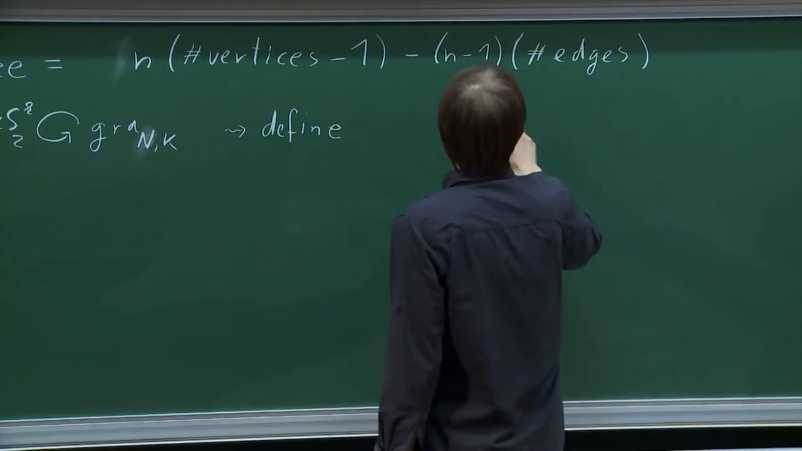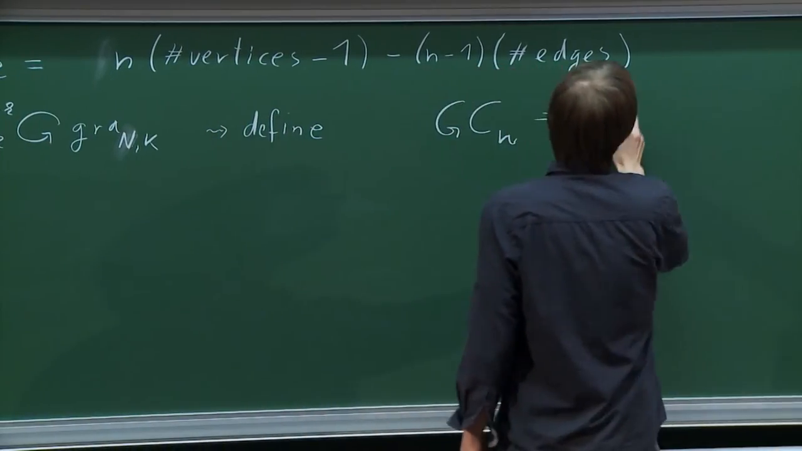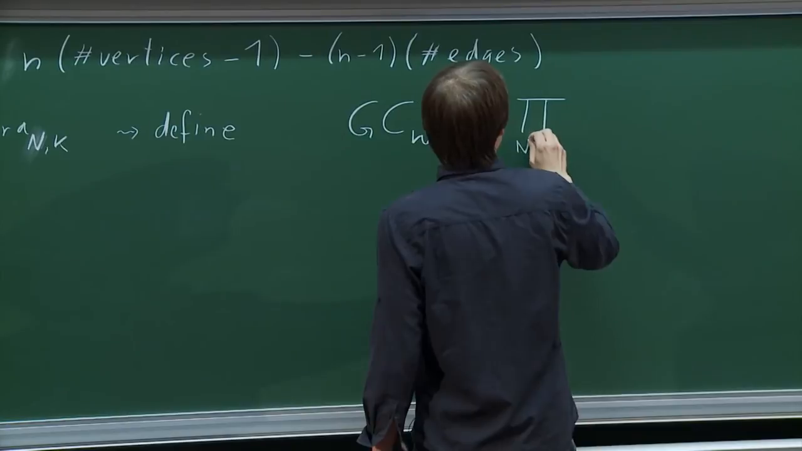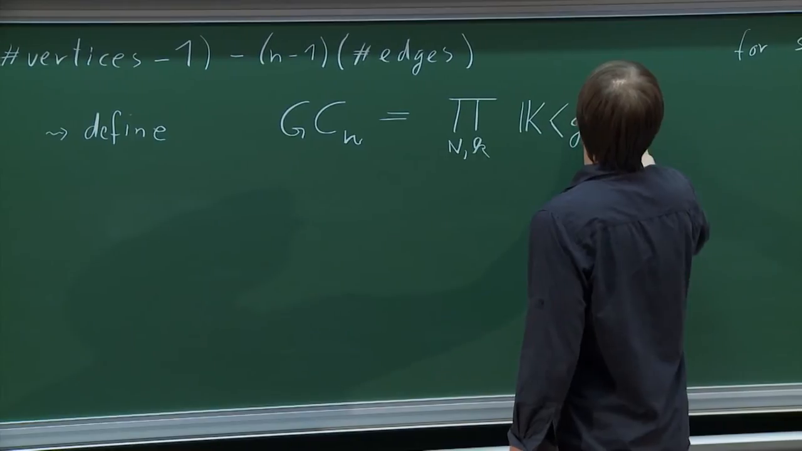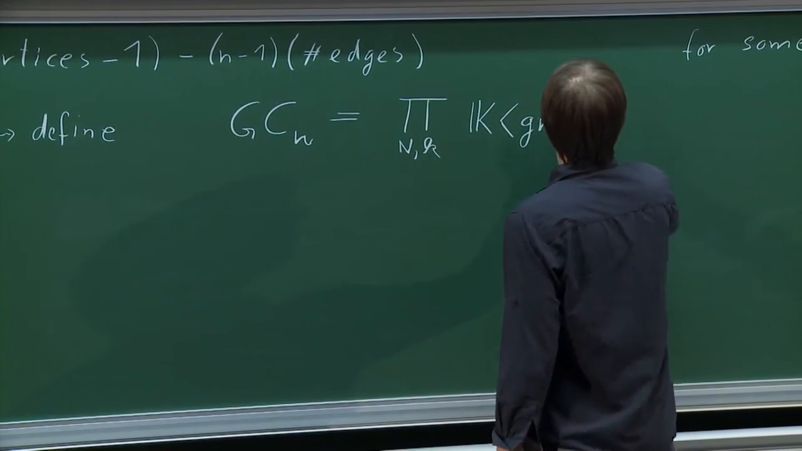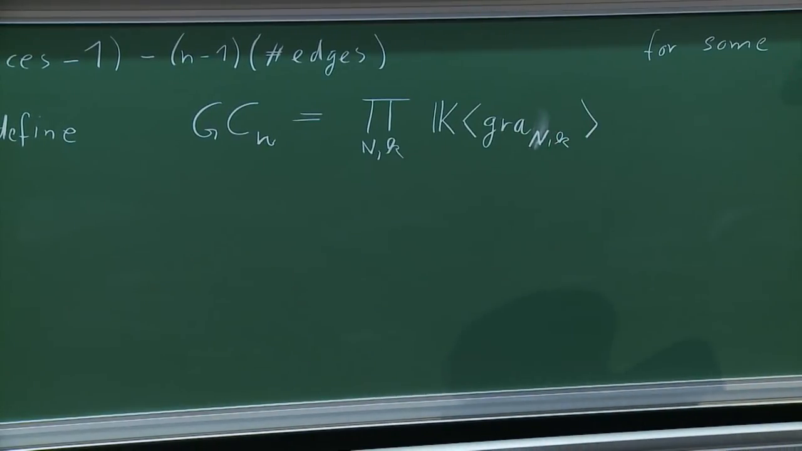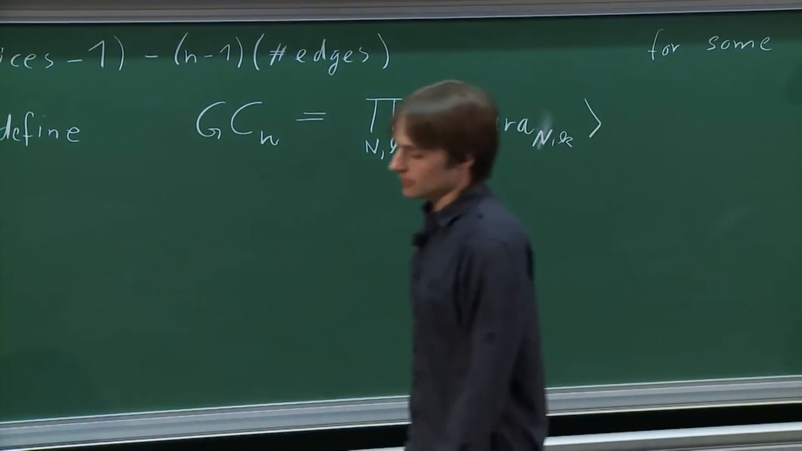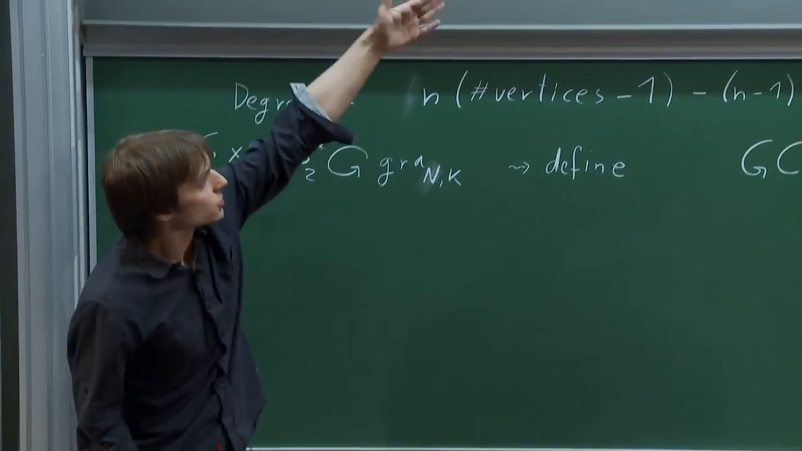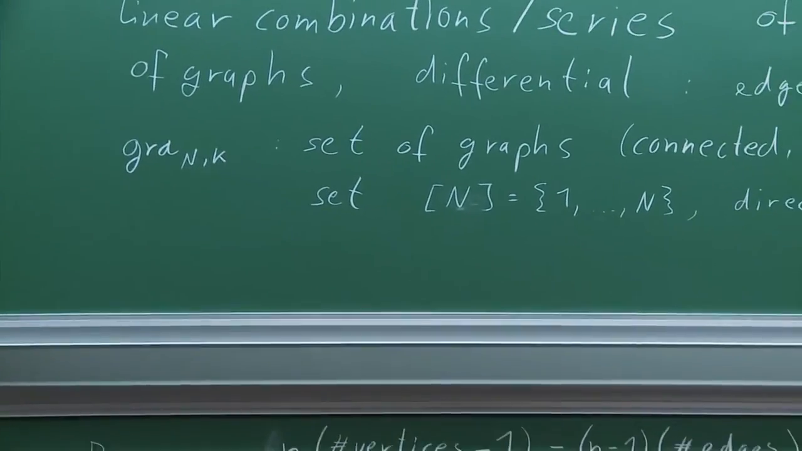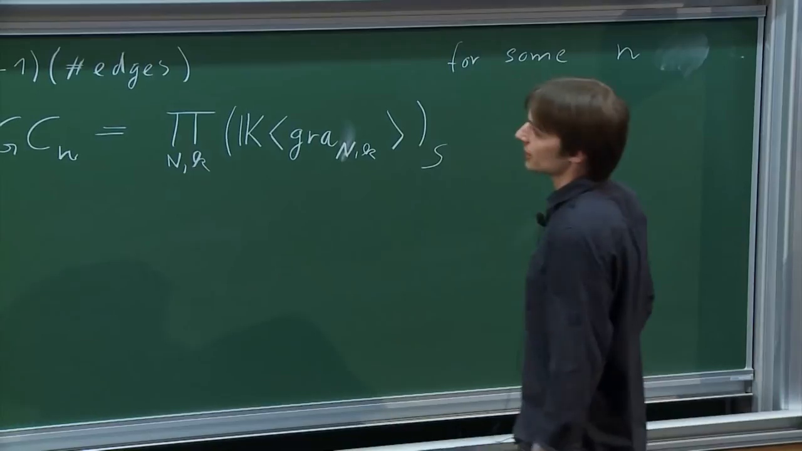And then we define the graph complex. The graph complex GC_n will be defined as a product over all capital N and k of a vector space spanned by the set Gra_{N,k}. And here, without marking it in the notation, I assume that a graph with so and so many edges and vertices is put in this degree. And then I take invariance or co-invariance, it doesn't matter much, just two different notations.